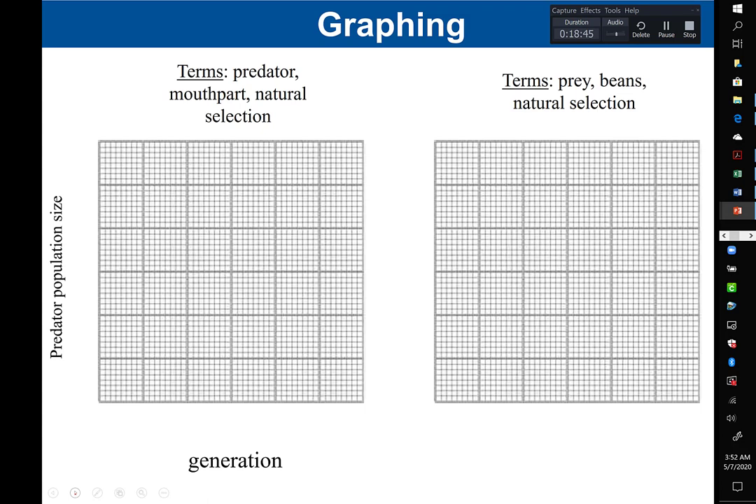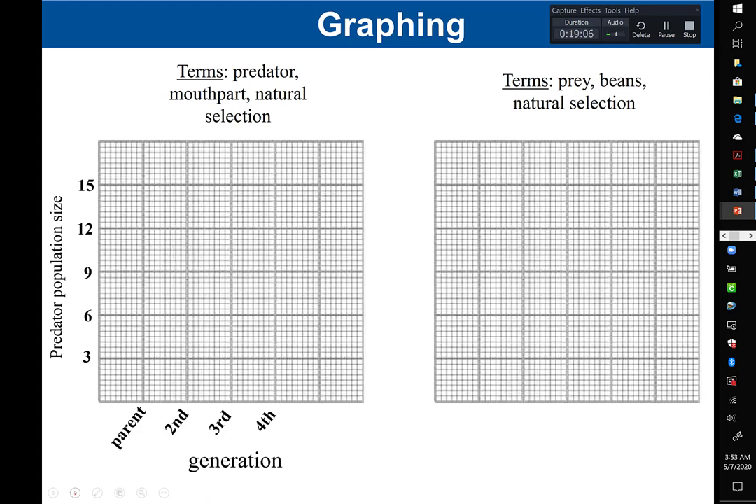And so what I did was I put on the X-axis the parental generation, and then the second, third, and fourth. And then my scale for my predator population on my graph paper would be 3, 6, 9, 12, and 15, because again, 14 is my highest number. So I would set my graph up like this.